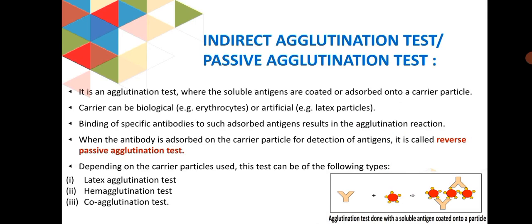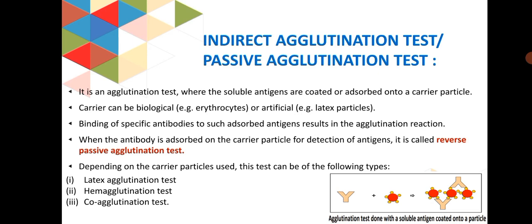Indirect agglutination test or passive agglutination test. It is an agglutination test where the soluble antigens are coated or adsorbed onto a carrier particle. Carriers can be biological, for example erythrocytes, or artificial, for example latex particles. Binding of specific antibodies to such adsorbed antigens results in the agglutination reaction.